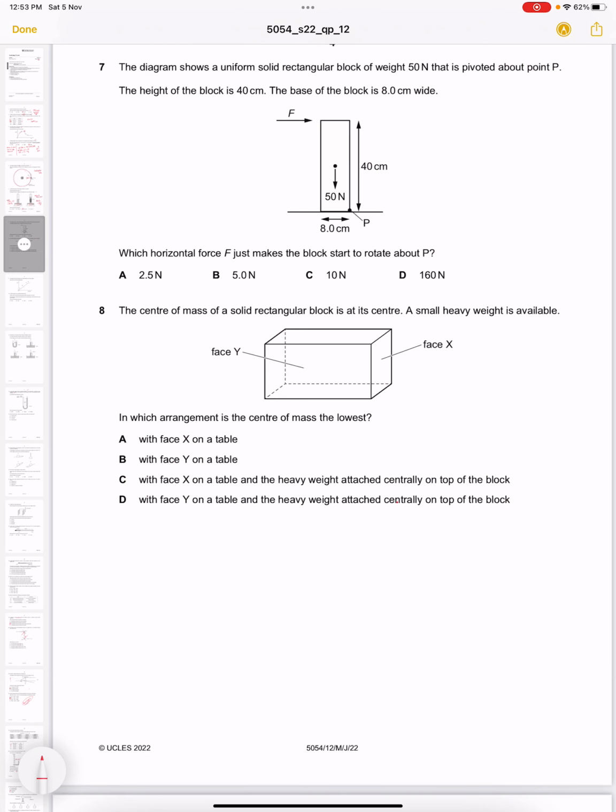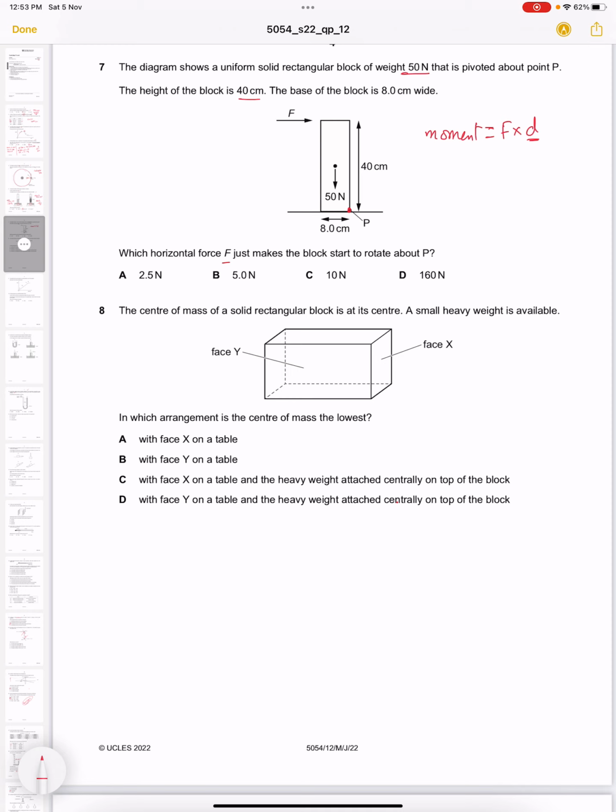Next question. The diagram shows a uniform solid rectangular block of weight 50 Newton that is pivoted about point P. So point P here is the pivot point. The height of the block is 40 centimeter. The base of the block is 8 centimeter wide. Which horizontal force F just makes the block start to rotate about P? Basically we have to use the concept of the principle of moments here. The basic formula of moment is force multiplied by distance, where the distance is perpendicular to the force.